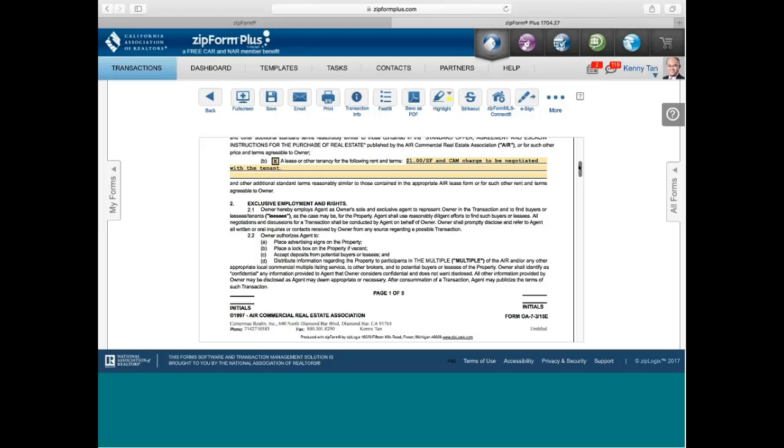And then the next paragraph, 2.2, says owner authorizes the agent to place advertising signs on the property. So whenever you get a commercial listing, you want to take advantage of the opportunity to put a sign on the property. That's free advertising for you. Why wouldn't you want to put your sign on the property? People that drive by might be able to contact you. You will get other opportunities.